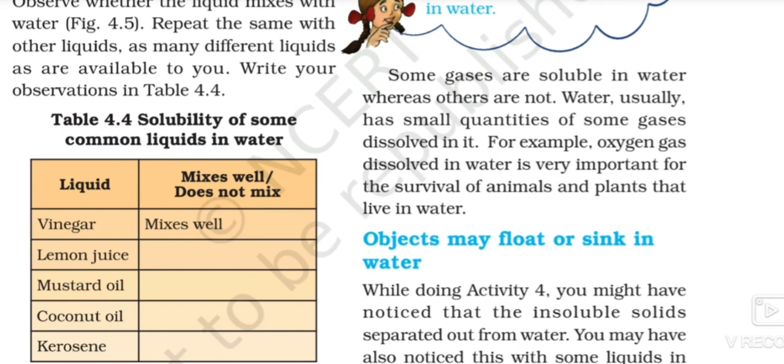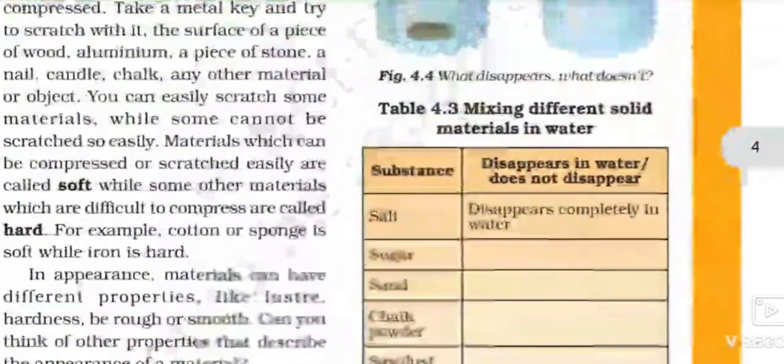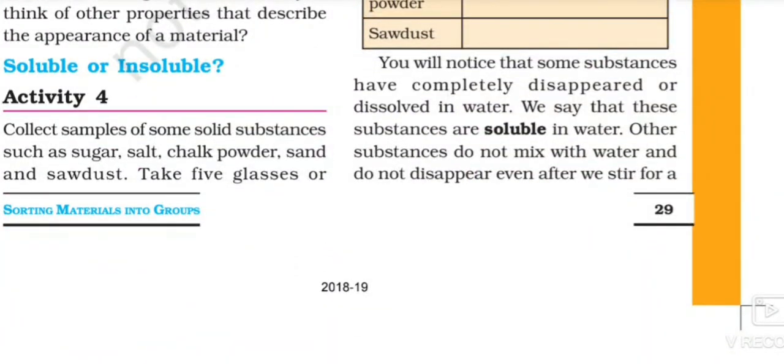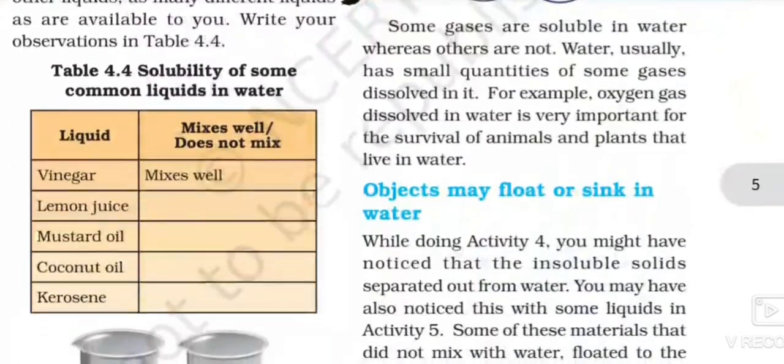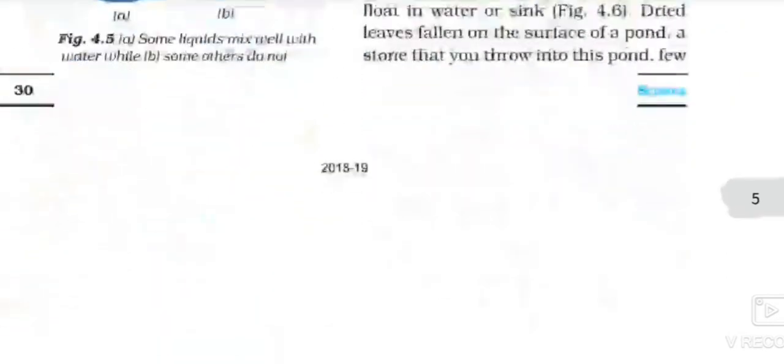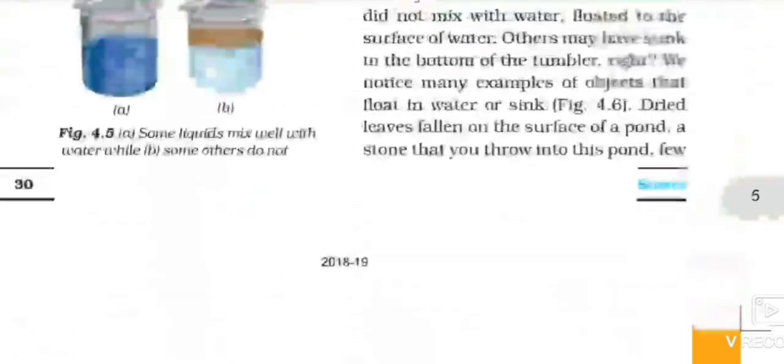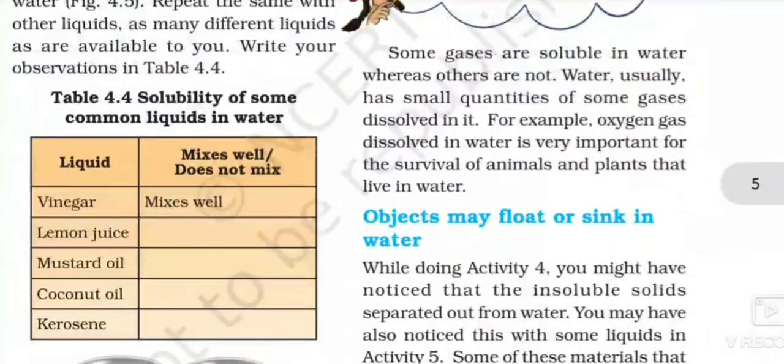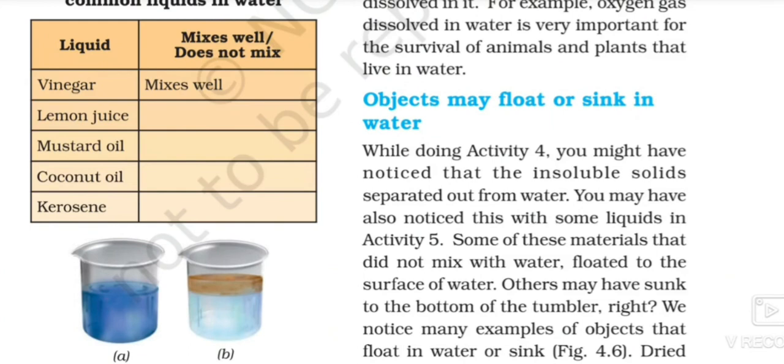First one we already saw, appearance, that is shiny or dull. Second one is hardness, that is soft or hard. And third property is solubility, that is soluble in water or insoluble in water. Now see the fourth property of this chapter: objects may float or sink in water.